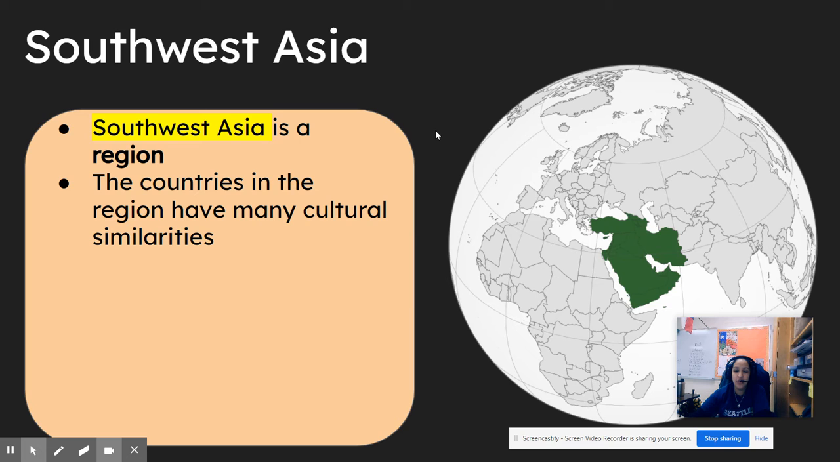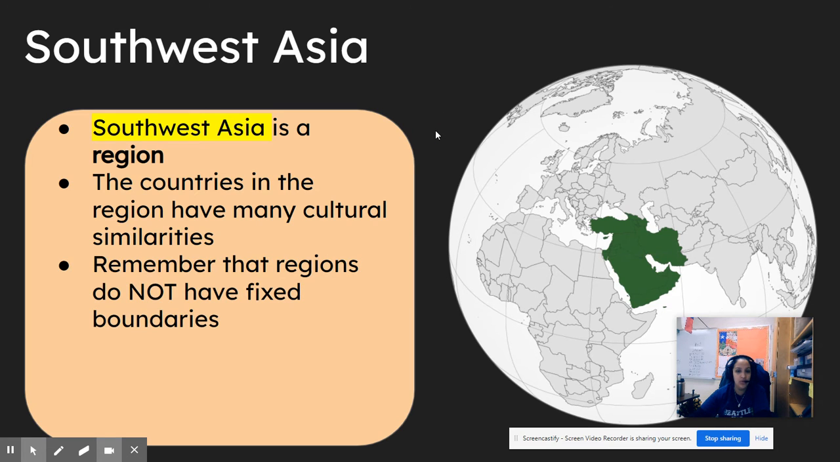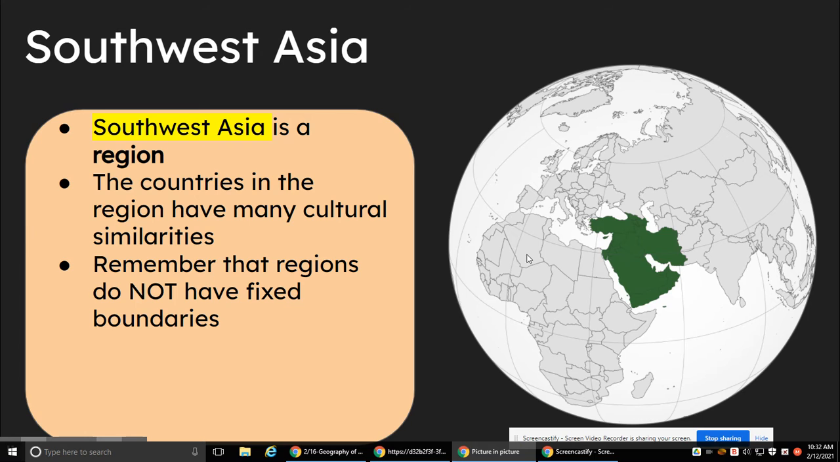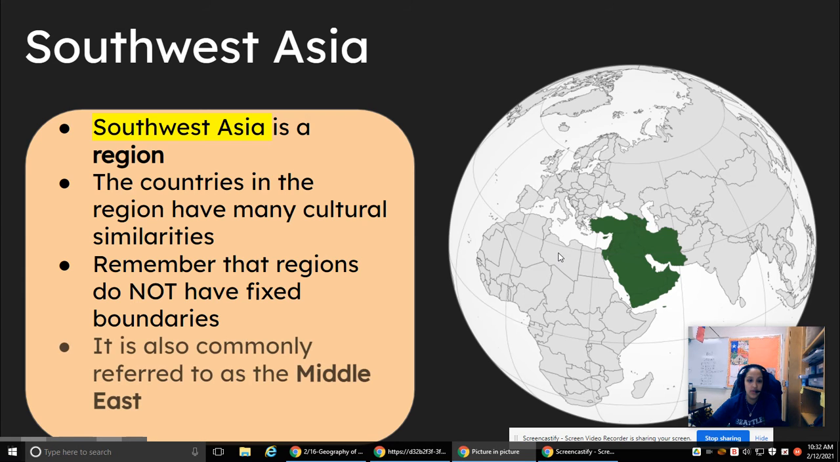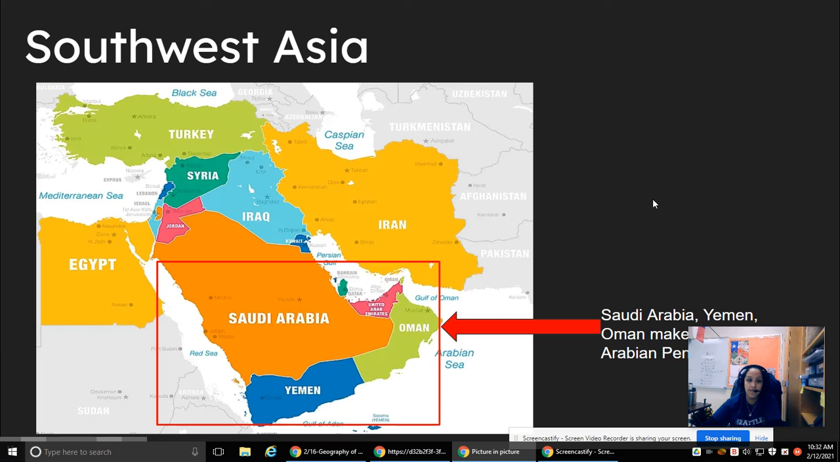And these regions, they're very similar with their culture characteristics. And then we have, sorry, it took me out. Remember, the regions, there's no fixed boundary. Okay, even though like you see lines, there's no fixed boundary for those. And then I did tell you that that is also known as the Middle East.